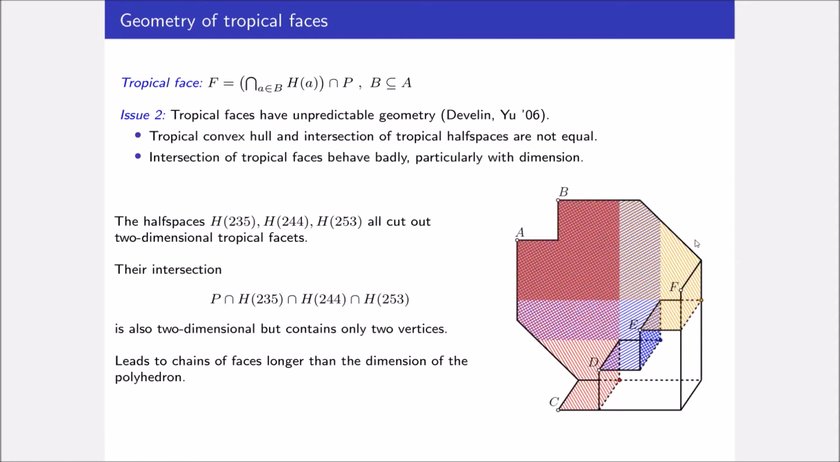I can take their intersection, the intersection of all three of these, and I get this kind of brown face here, which only contains two vertices, A and B. So it should be a one-dimensional face, and yet we get this two-dimensional part here.